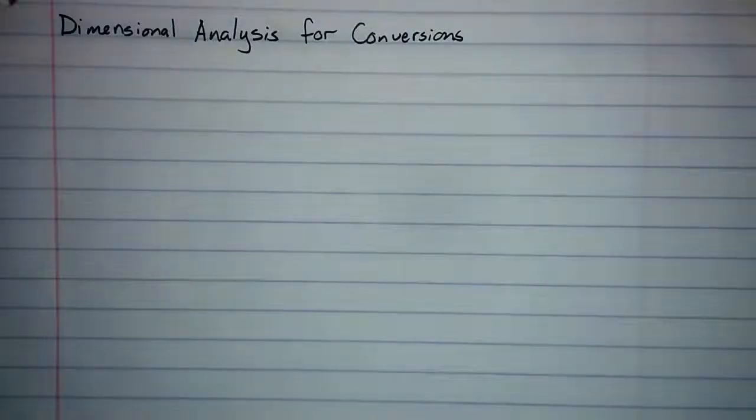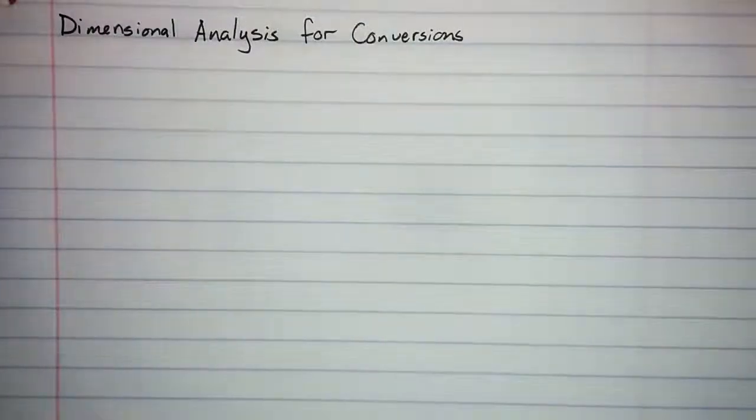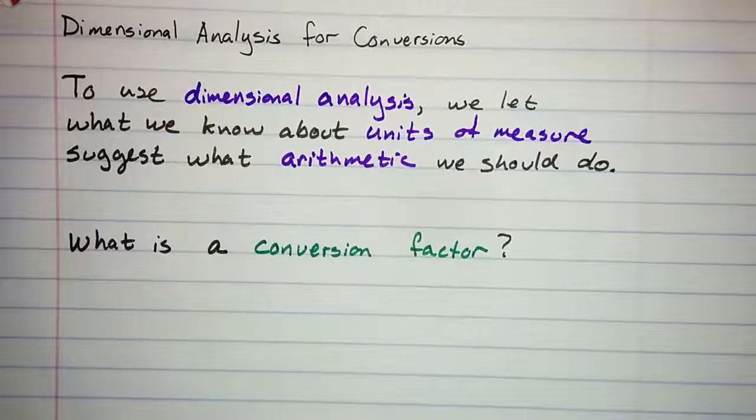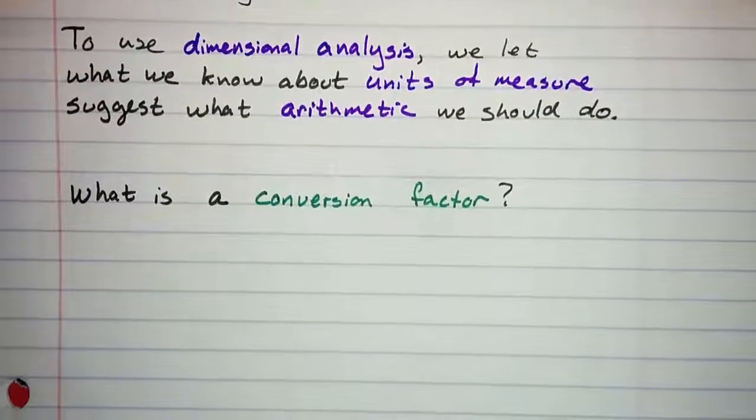What is dimensional analysis? Dimensional analysis is a really fancy name for a really simple sounding technique. To use dimensional analysis, we let what we know about units of measure suggest what arithmetic we should do. The simplest thing we can possibly do with dimensional analysis is to convert from one unit of measure to another. And it all comes down to what we call conversion factors or unit conversion ratios. So what is this thing called a conversion factor, and how do we make use of it?